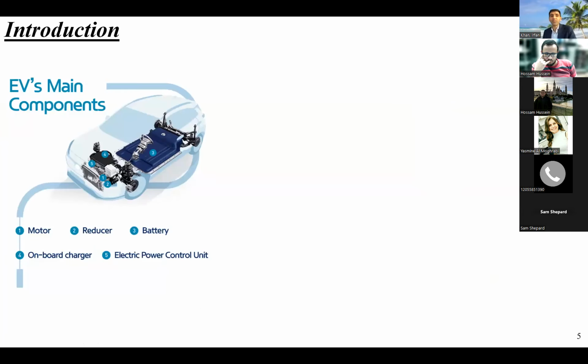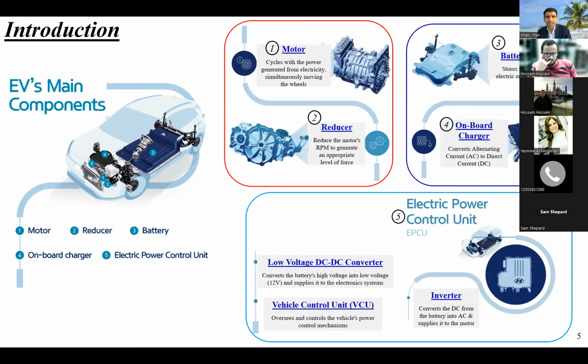So what are the different components of an EV? We have a motor, a reducer which is a mechanical part, a battery, an onboard charger to charge the battery, and an electrical power control unit to control the power flow. The motor is driven by the power generated from electricity, moving the wheels. So we run it with the help of power coming from the battery.